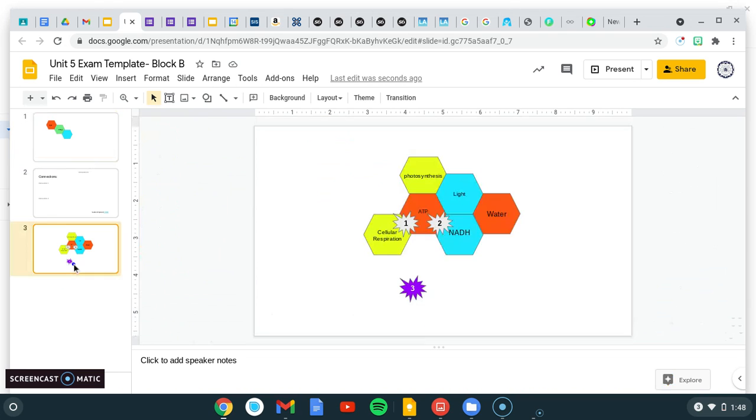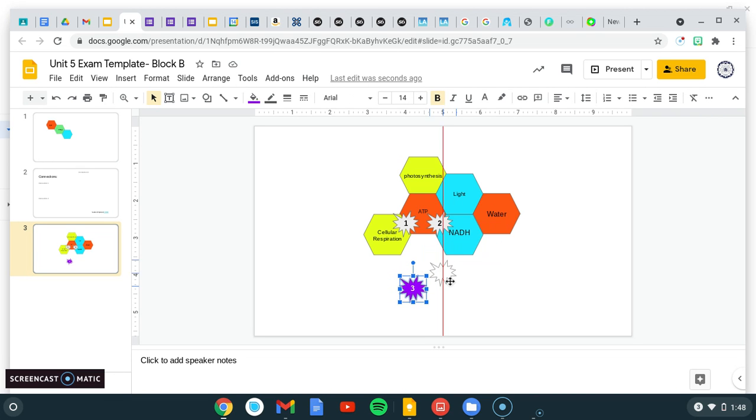The difficult part comes with the purple burst. On the evening after your asynchronous day, I'm going to take a look at your assignment. And I'm going to move the purple burst to the connection I want you to explain. So let's say I'm very interested in hearing how water relates to NADH. I'm going to move my burst there.